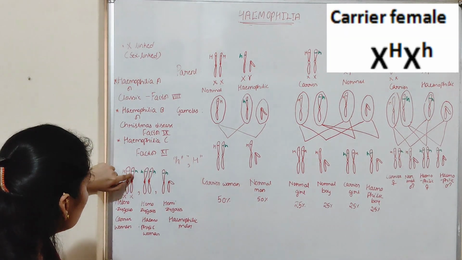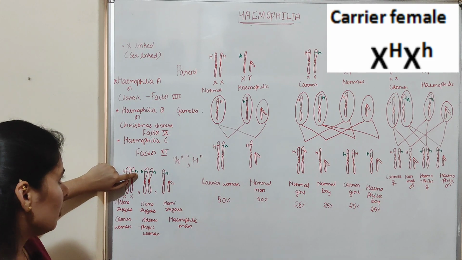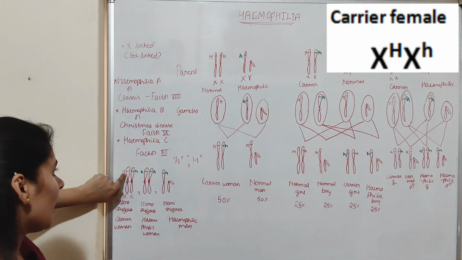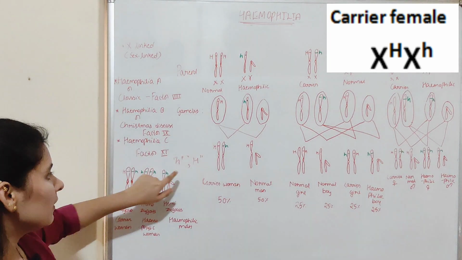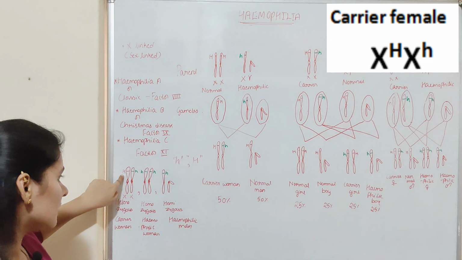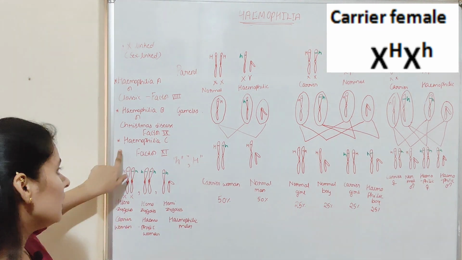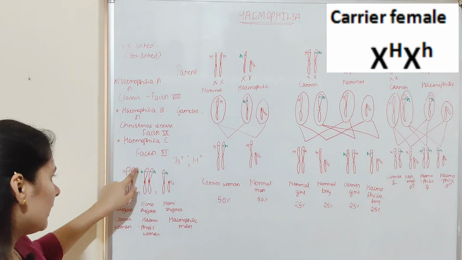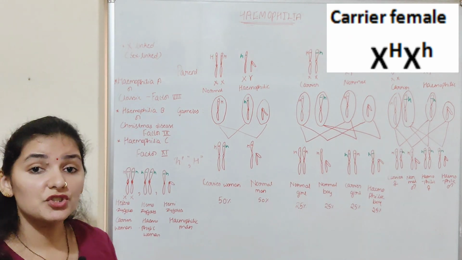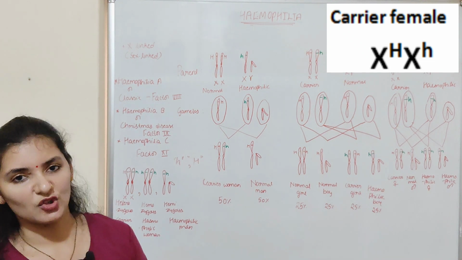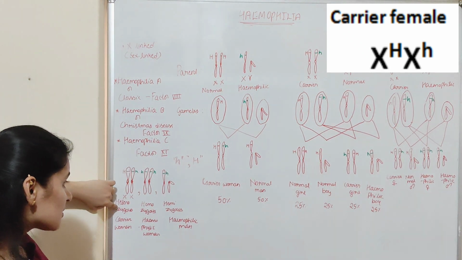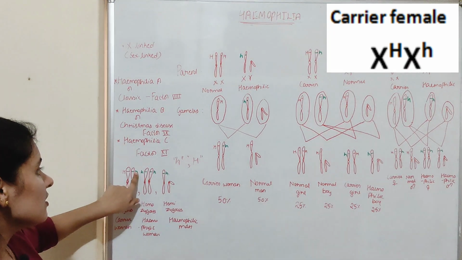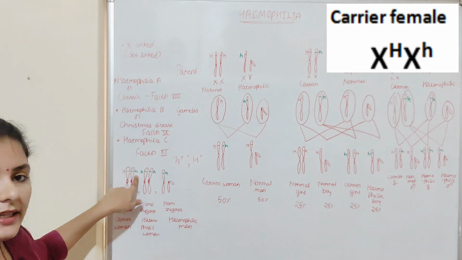If one X chromosome has the abnormal gene responsible for hemophilia, whereas the other X chromosome has the dominant or normal gene, capital H, then in this condition the symptoms of hemophilia will not appear. So this woman will be normal and does not show any symptoms of hemophilia. That condition is called the heterozygous condition: one capital H, another the abnormal gene.